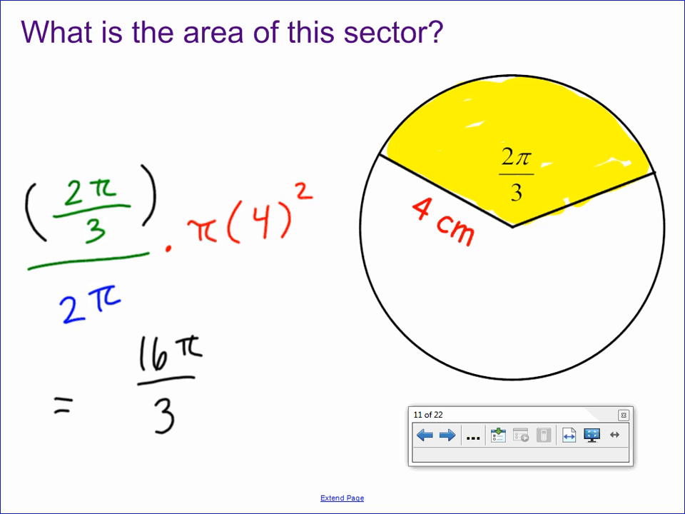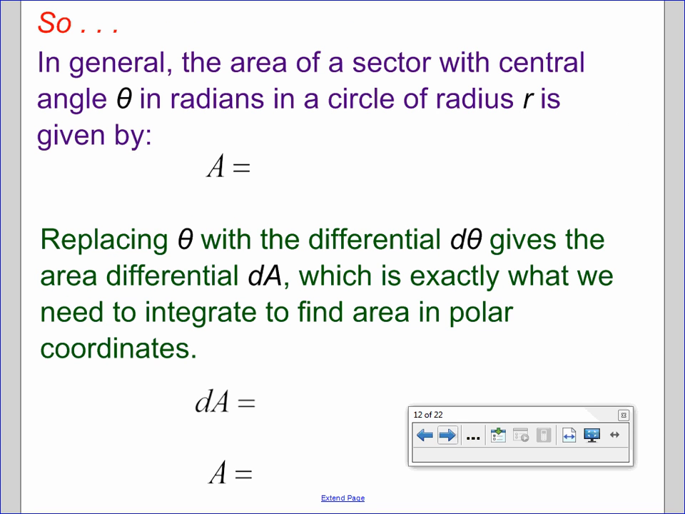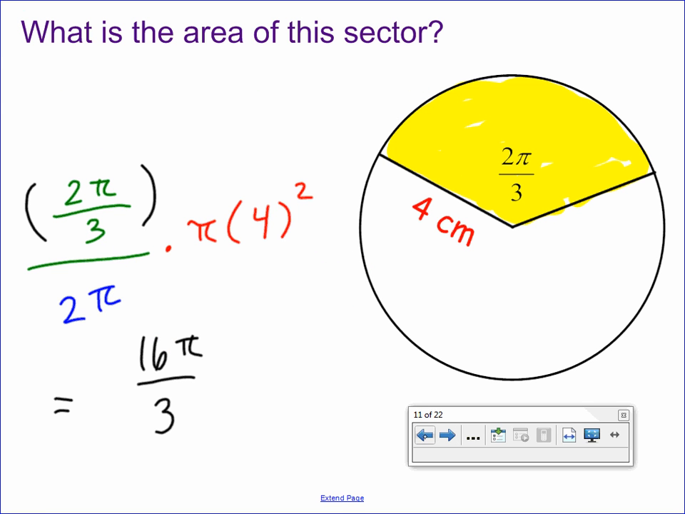Okay. So what I wanted to do was use our basic geometric formulas now to generate our strategy for finding area in the polar coordinate plane. So what do we do in each case? Well, in general, the area of a sector with central angle theta in radians in a circle of radius r was given by theta, our central angle, out of the number of radians in an entire circle, 2 pi. That represented the portion, and then times our pi r squared.